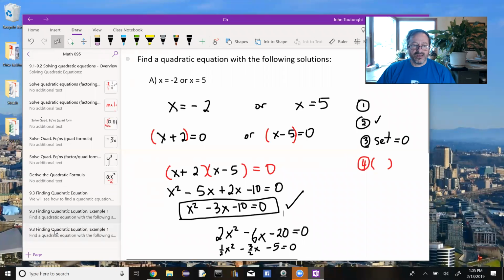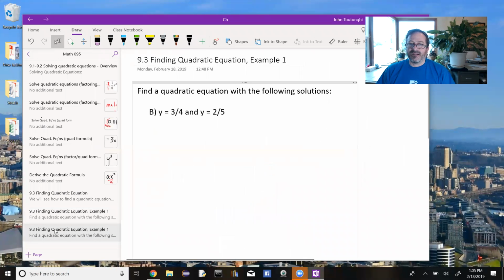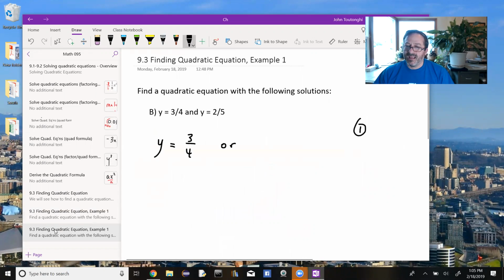How does this get a little harder? We have a set of solutions that involve fractions. So again, step one is just to set y equal to these values. This is already done for us, but sometimes it won't be. So it will be for all of us on homework, but just in general. Again, that should be an or. y equals 3/4 or y equals 2/5.